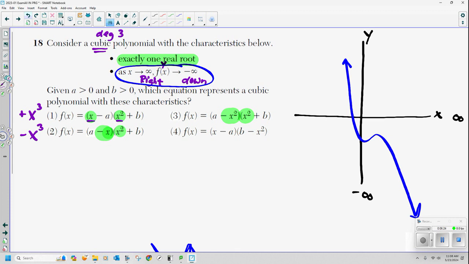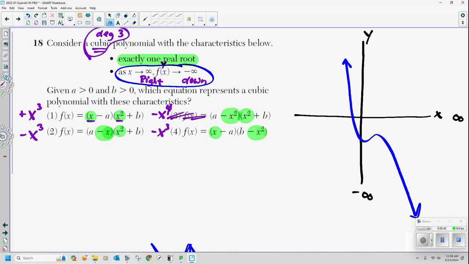This one, x squared and x squared, that's x to the 4th. That's a degree 4. I don't want that. Remember, we want a degree 3. That's what cubic is. And this last one, I have a positive x and a negative x squared. And that will give me a negative x cubed.